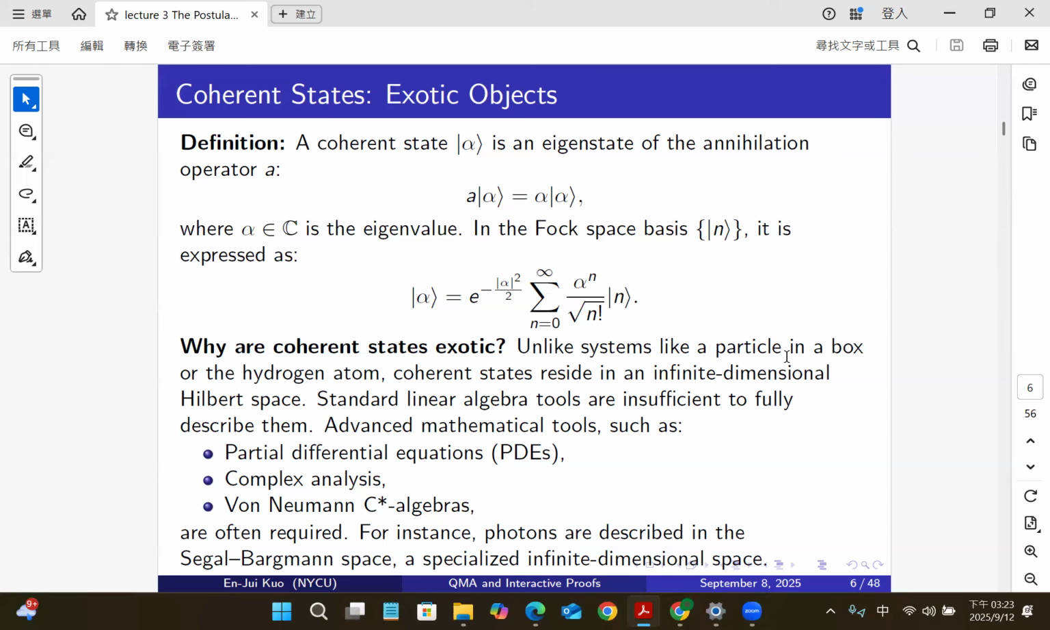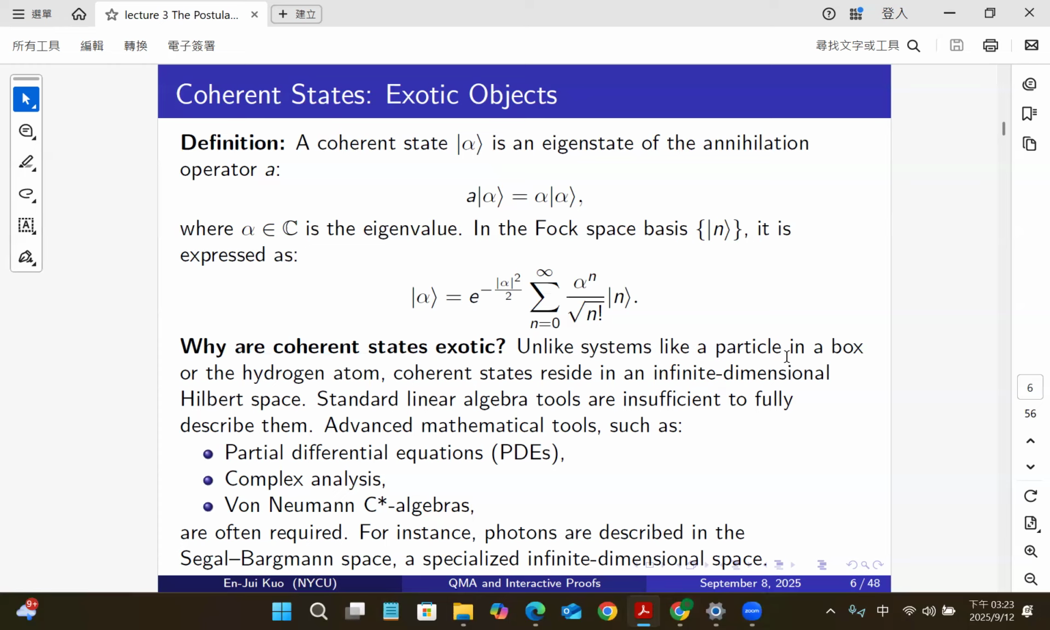You can write this state and then apply A dagger on it, and then try to see what's the condition for the coefficients such that this state is an eigenstate of A dagger. But there's no eigenstate for A dagger. So that means that in an infinite dimensional vector space, sometimes an operator may not have an eigenstate. Sometimes you get infinitely many, sometimes you don't. So there are exotic things happening.